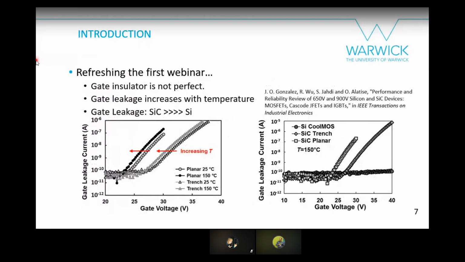And it's important to mention that the gate insulator is not perfect. So the first thing that I would like to highlight is that the gate leakage increases with temperature, and that the gate leakage is also greater in silicon carbide than silicon. So here we have two devices. One device has greater leakage currents. If you bias the device with 30 volts, you already have a lot of leakage current. The other device, you have to go to 35 volts to get similar gate leakage levels. And the gate leakage current increases with temperature. And if you compare silicon carbide and silicon devices, silicon carbide devices are leakier than silicon devices.